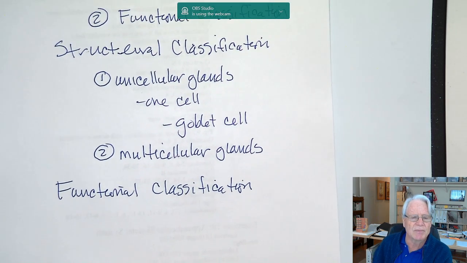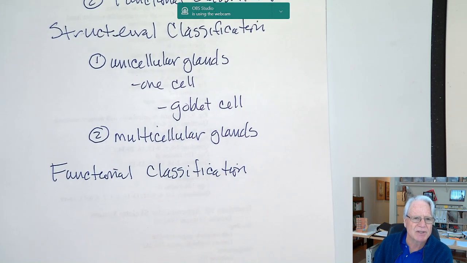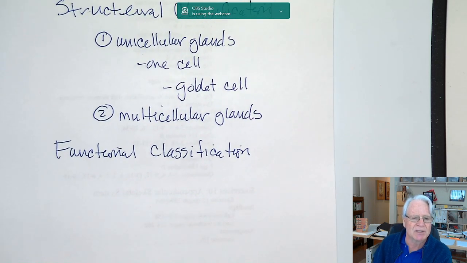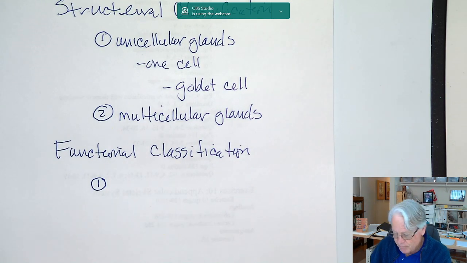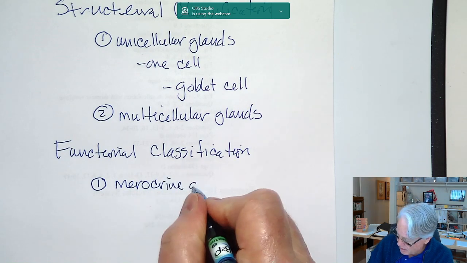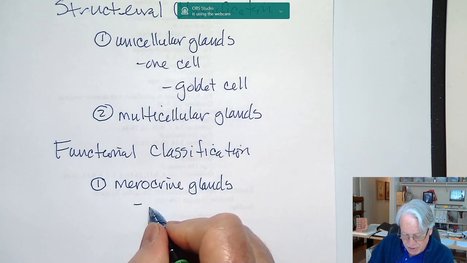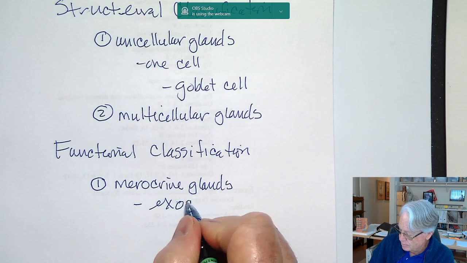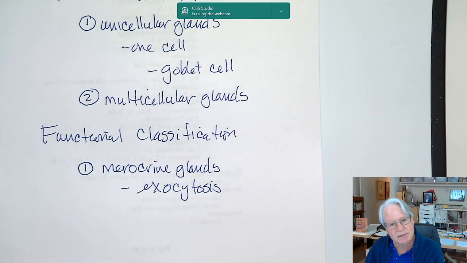is looking at it from how the product is released from the cell, and what mechanism is being used to release the product from the cell. And there are three basic ways in which that can happen. Number one is the merocrine glands. And merocrine glands use exocytosis to release the product. And I'm going to show you some examples of these in just a little bit.